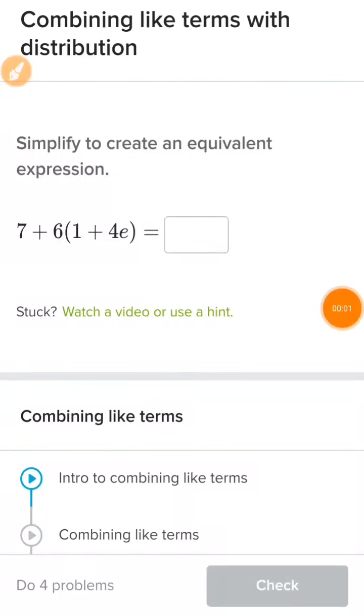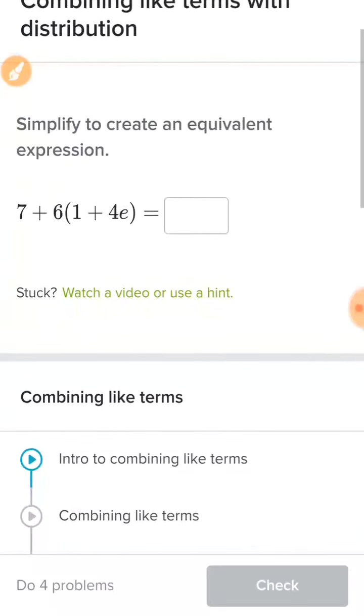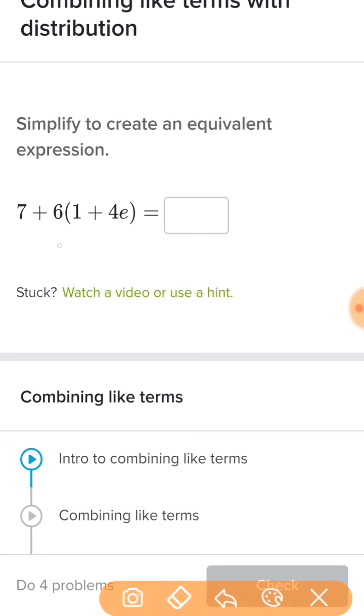This is Mr. Jarrett, and in this video, I'm going to demonstrate how to combine like terms with distribution. And the biggest thing is that I want to show you how your work should look as you do it. So the first problem we have here is 7 plus 6 times the sum of 1 and 4e.